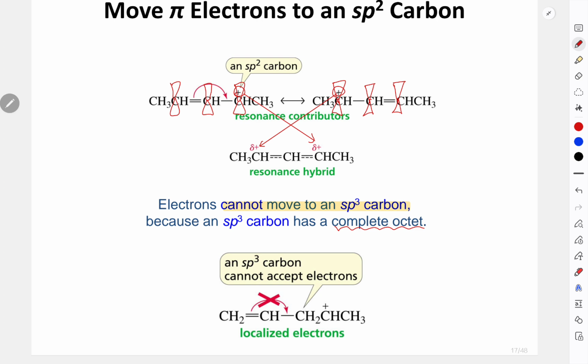So you can use single and dot notation. Again, electrons cannot move to an sp3 carbon because an sp3 carbon doesn't have a p orbital, and also an sp3 carbon basically has a complete octet, so it cannot accept the electrons.